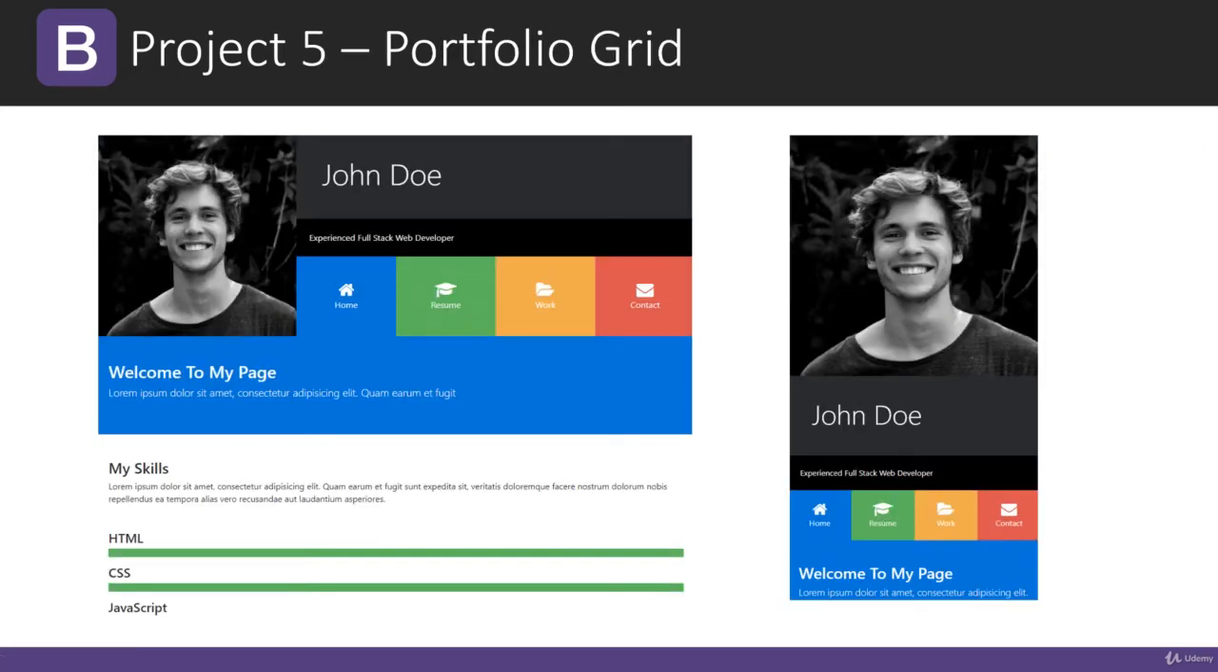And then the last project is called Portfolio Grid, which is going to be a bit different than the rest of the projects. There's no navbar. We're actually going to use the JavaScript collapse module to create the pages. So the home, the resume, the work, and the contact page. We're also going to use a lot of the different Flexbox classes in this project as well. And you can see it's very responsive. All of the projects are very responsive.